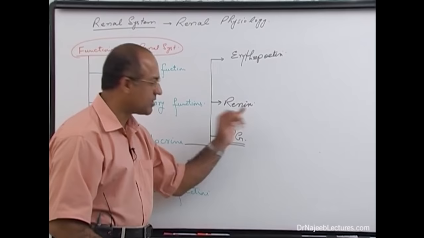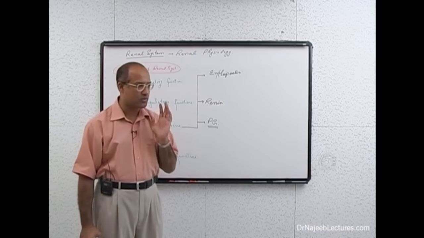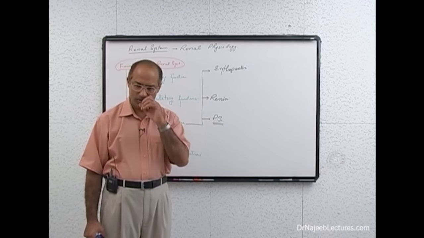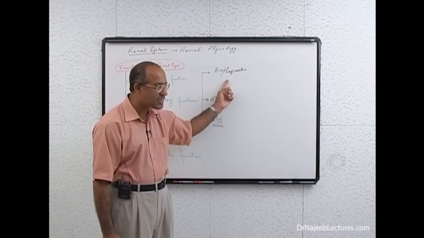If any one of you can tell the right answer, he can get at least $10 from me, which I don't have right now anyway. Okay. Yes, I think you become active, you are interested in $10. My question is, which cells in the kidney produce erythropoietin?